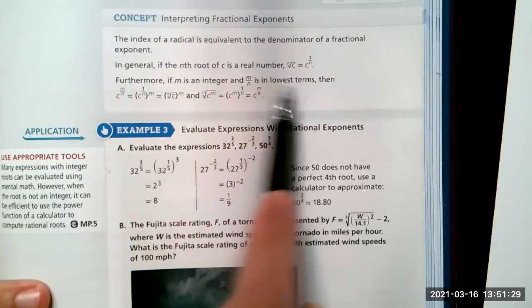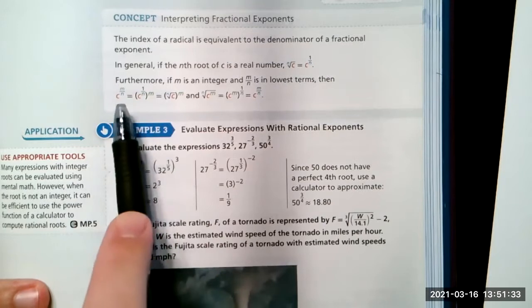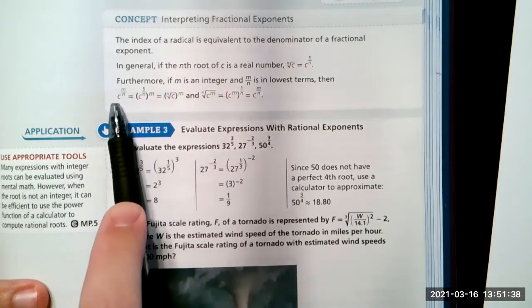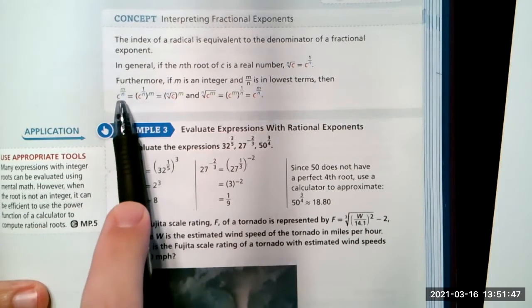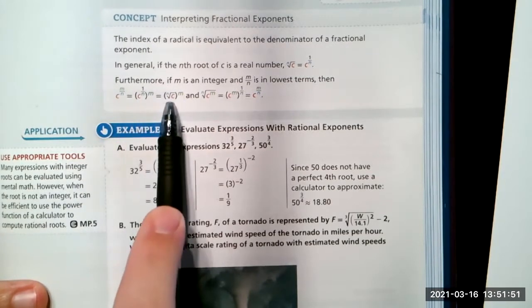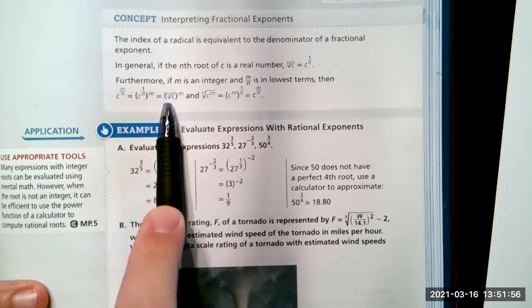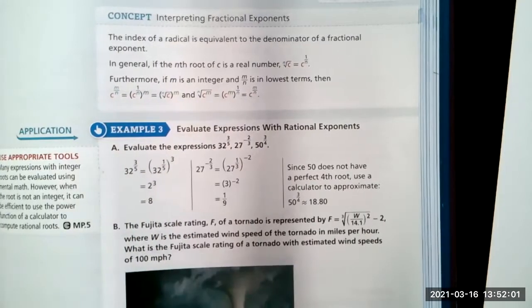And then furthermore, you can put these things in lowest terms by basically going from one form to the next, right? So they're starting off with c to the m/n power. They're breaking up m and n by using the power to a power rule. So instead of m over n, they're saying 1/n times m. Then they're rewriting c to the 1/n power as the nth root of c, right? So just like the example we just looked at is what they're talking about here.